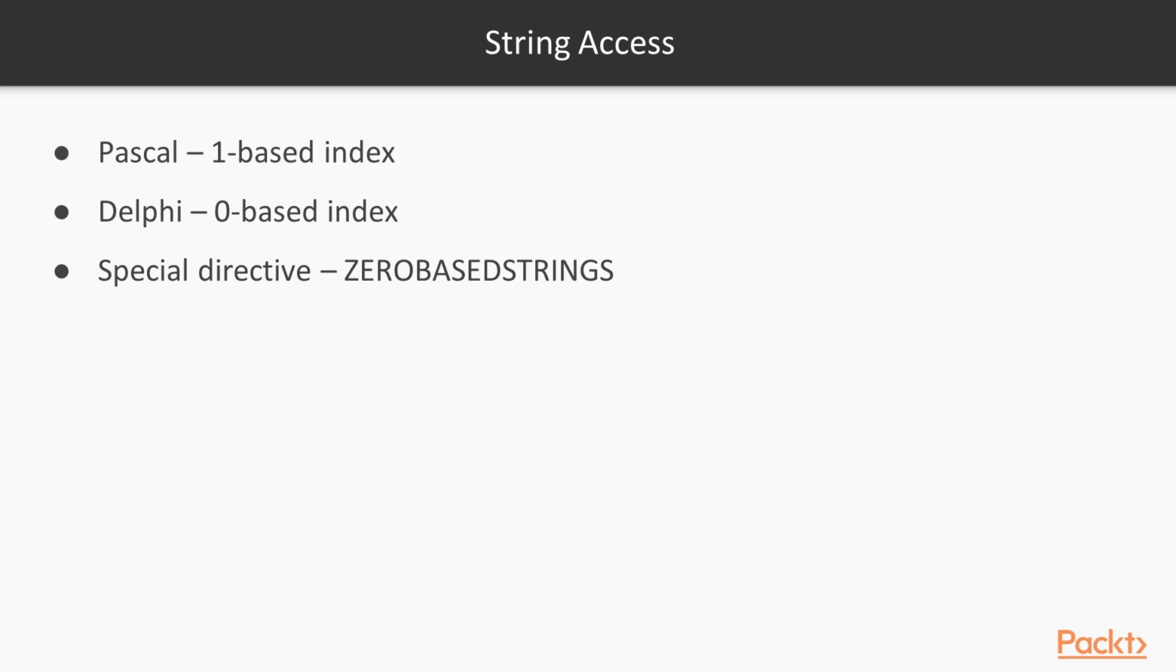Traditionally, in the Pascal language, the individual characters of a string can be accessed with a 1-based index. Delphi mobile compilers follow conventions used in other languages and use 0-based indexing. There is a special compiler directive, zero-based strings, that can change this behavior.